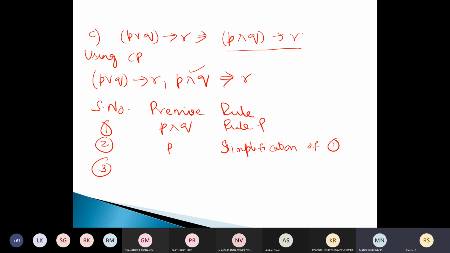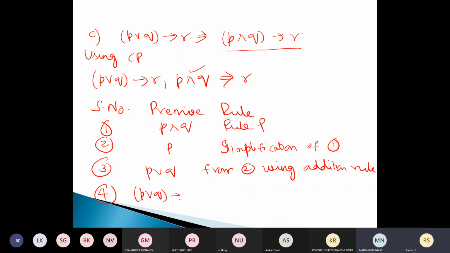Next, I have only P or Q tends to R. And we can use addition rule. So from P we can go to P or Q. P or Q, very good. So P or Q from 2 using addition rule. Good. Because it's very simple, right? Whenever P is true, P or Q is always true. If any one of these is true, then P or Q is true. P is already true. Okay. Then introduce P or Q tends to R. Rule P. So from 3 and 4, R is true. That is using modus ponens.